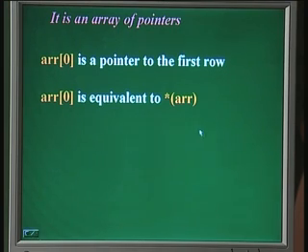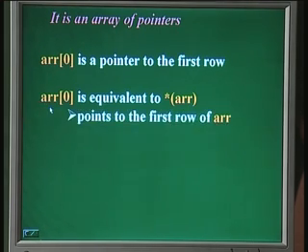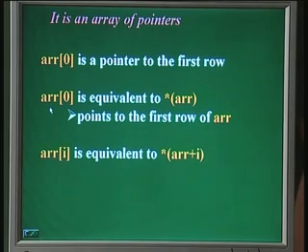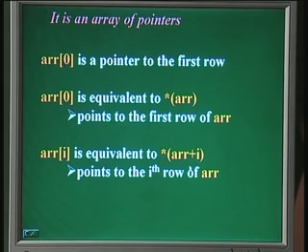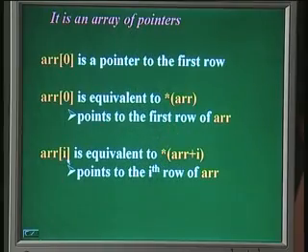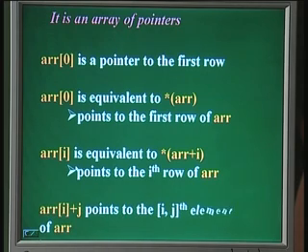So that's equivalent to saying asterisk ARR, in brackets, ARR of 0, that's a base address, the first row of ARR. In general, if you say ARR of I, it's equivalent to saying ARR plus I, that is, it's pointing to the ith row of the array ARR. In one-dimensional arrays, the name of the array is the pointer to the base address. Now here we have an array of pointers. So now we'll see the use of that in a program.